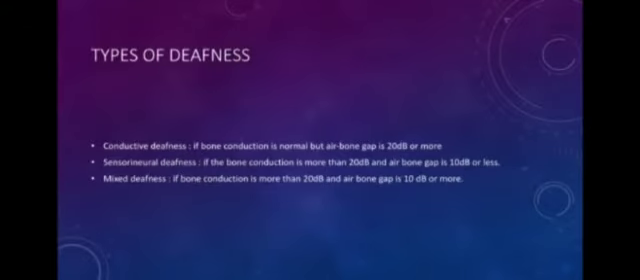There are three types of deafnesses. First is conductive deafness, which means the bone conduction is normal but air-bone gap is 20 decibels or more. Sensory neural deafness, it is the bone conduction is more than 20 decibels and air-bone gap is 10 decibels or less. Mixed deafness is if bone conduction is more than 20 decibels and air-bone gap is 10 decibels or more.